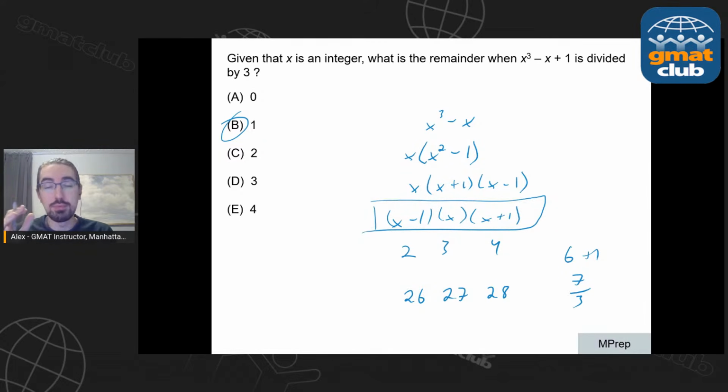So that is one thing I love about this question, is that you can look at this, know the code, see that we've got consecutive integers here that we're multiplying together, and then know that that is divisible by 3. But the reason I really love this question is because you don't have to do any of that.